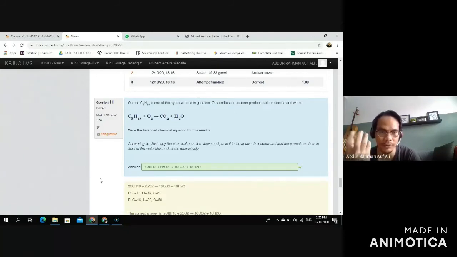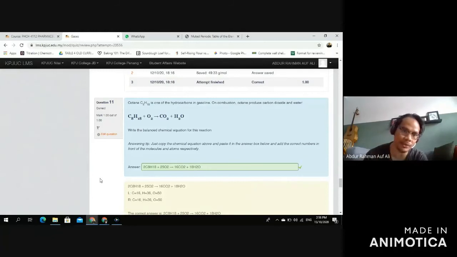If you don't have oxygen, combustion cannot happen. So C8H18 plus O2 produces carbon dioxide, which is CO2, and water, H2O. So what you need to do is, dia suruh kamu balance this chemical equation.